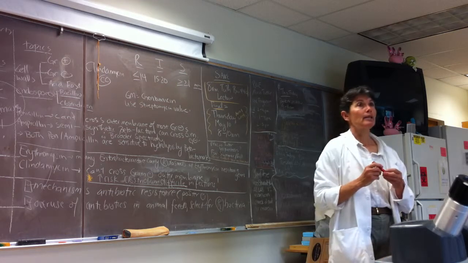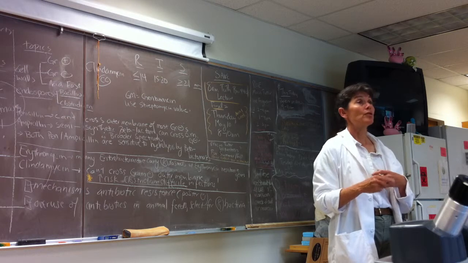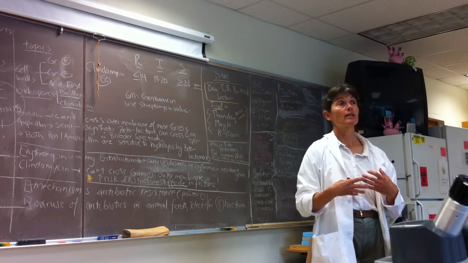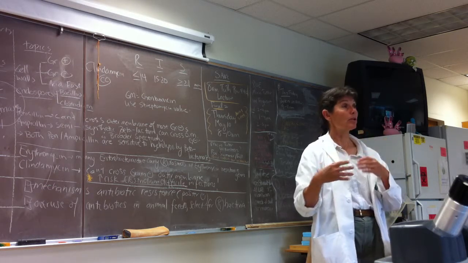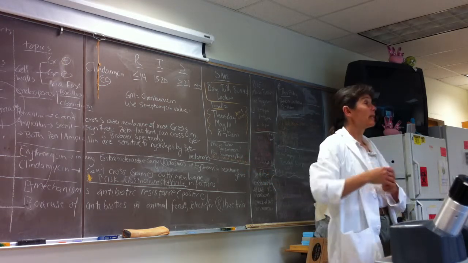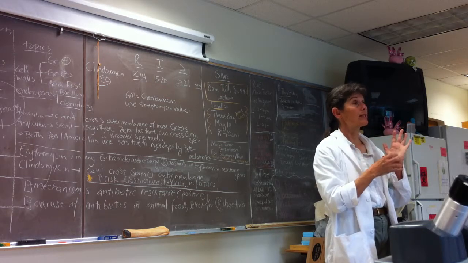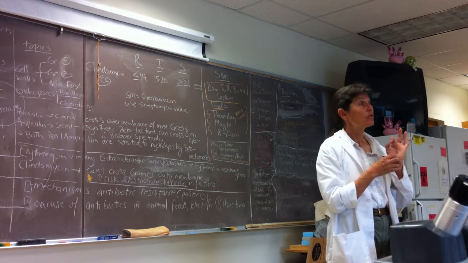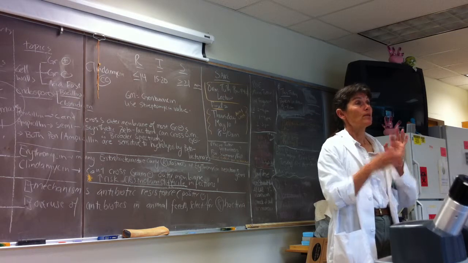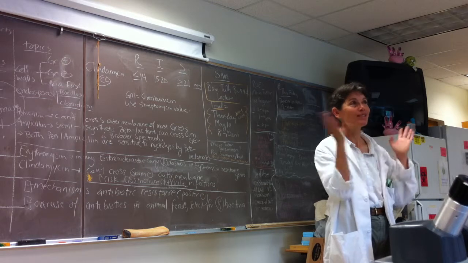We could have the bacterium undergo mutation so that the target is a different shape. We have a mutant target, and then the antibiotic can no longer bind to the target. That's what's happened with methicillin-resistant Staph aureus. They make a mutant transpeptidase so that the beta-lactams can't bind to that transpeptidase anymore. Isn't that sneaky? I mean, they're just brilliant.